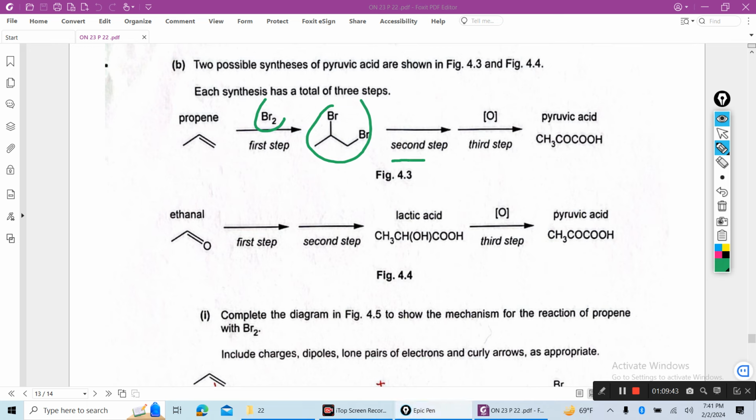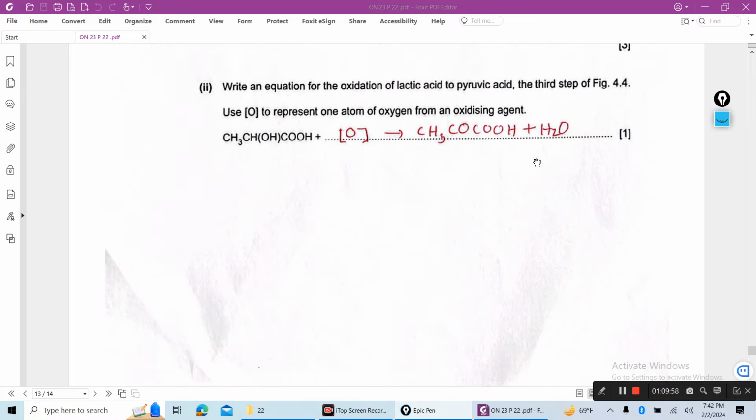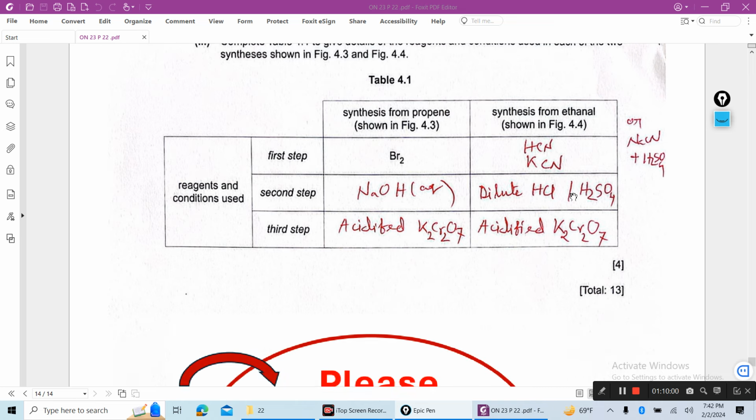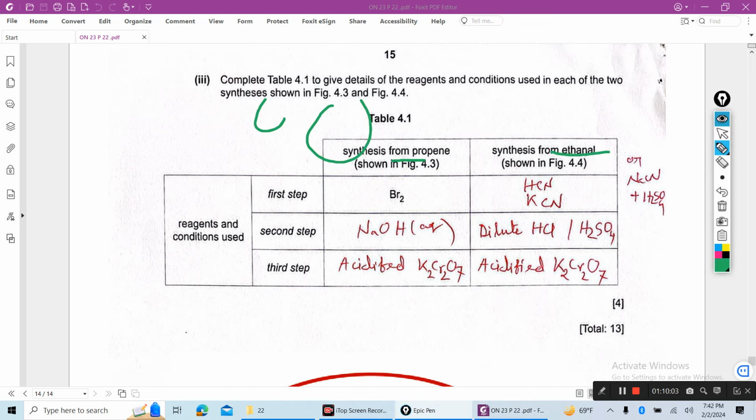Then second step, you get the diol. The second step needs aqueous sodium hydroxide; with aqueous sodium hydroxide you will get the alkane diol. Third step, acidified potassium dichromate. Primary alcohol will oxidize to form carboxylic acid. So you see the first from propene. You see the reaction scheme.